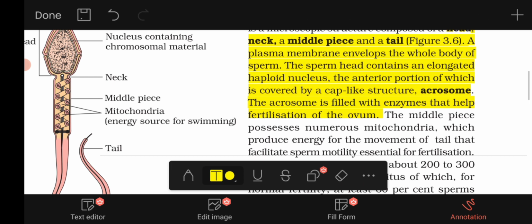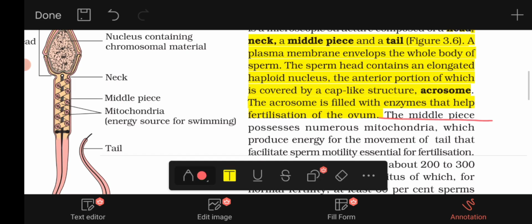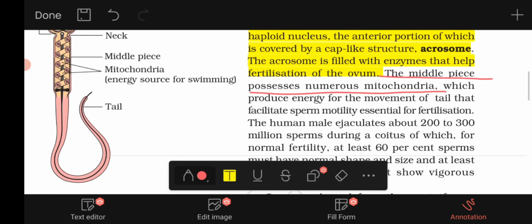The neck connects the head to the middle piece. The middle piece possesses a number of mitochondria. So what are mitochondria? They are organelles. They are also called the powerhouse of the cell because they produce ATP. The middle piece has numerous mitochondria which produce energy for movement of the tail that facilitates sperm motility, essential for fertilization. For fertilization, we need sperms which are active and have very vigorous motility.